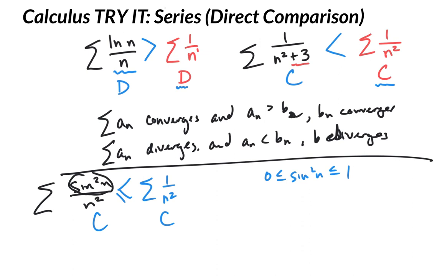This is a test you don't use an awful lot. It's important to know the relationship, that if we've got a convergent series, then the stuff below it also converges. If we've got a divergent series, the stuff that's greater than it diverges. But again, it's a test you probably use a different test for.